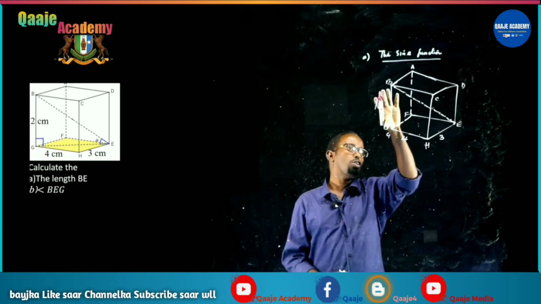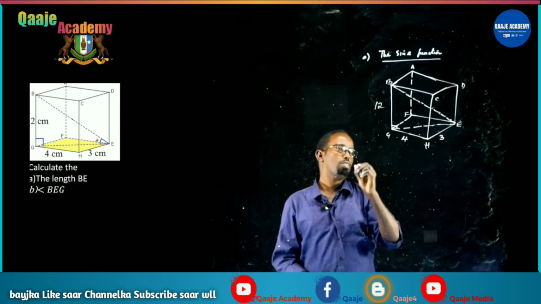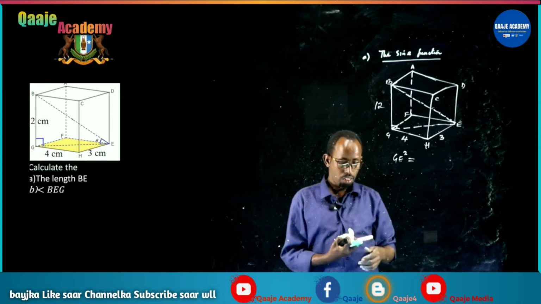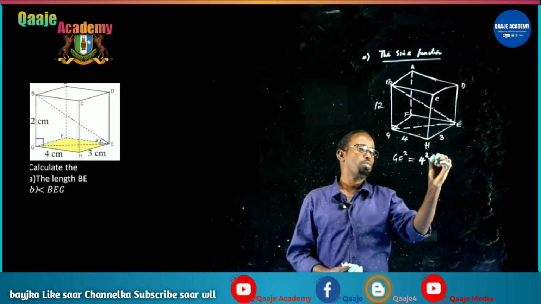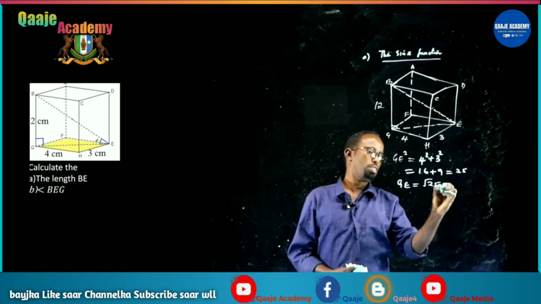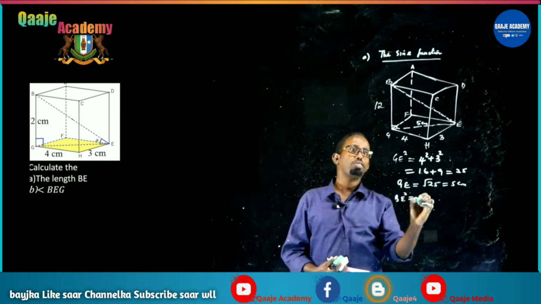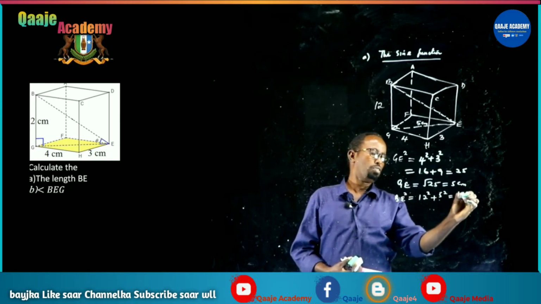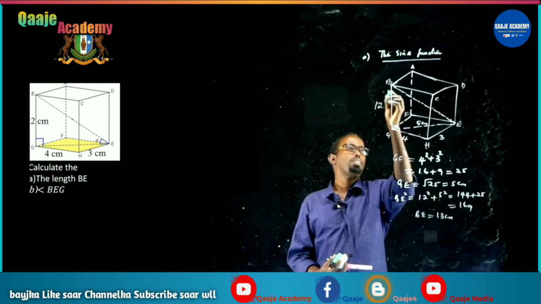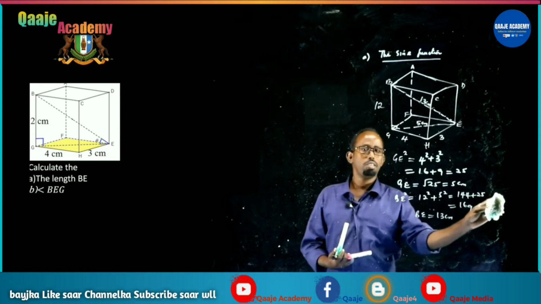On this side, we only know the opposite, so I just draw a line here, the diagonal of that rectangle, so that angle is 90. For us to get the line GE, GE squared is equal to 4 squared plus 3 squared, 16 plus 9, 25, and GE will be root of 25, which is equal to 5 centimeters. Now BE will be equal to 12 squared plus 5 squared, 144 plus 25, 169. BE is equal to 13 centimeters.